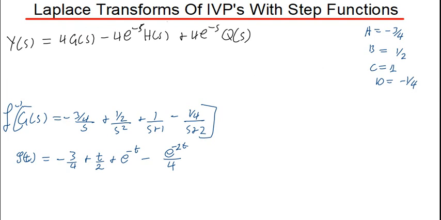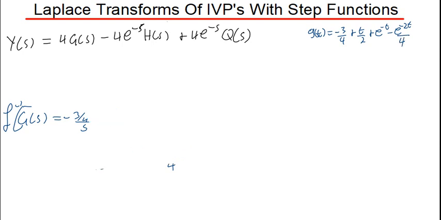So it seems a bit long, but this is our g of t. That's our g of t. Let me write it somewhere here. So we say our g of t is equal to minus 3 over 4 plus t over 2 plus e to the minus t minus e to the minus 2t divided by 4. That's what I get as my g of t. I'll substitute it later. Then let me find my h of t.